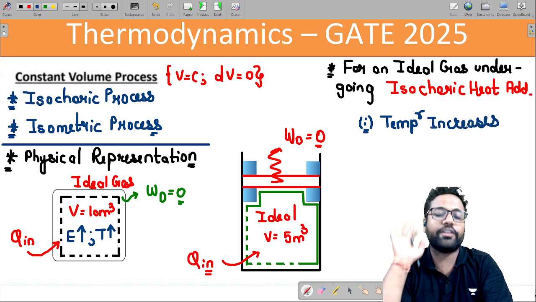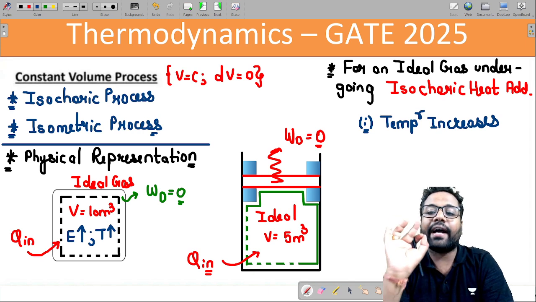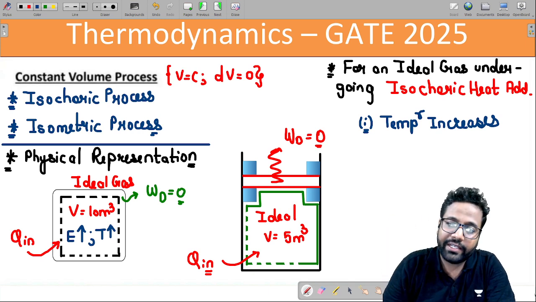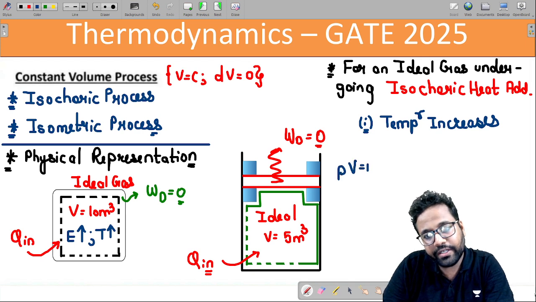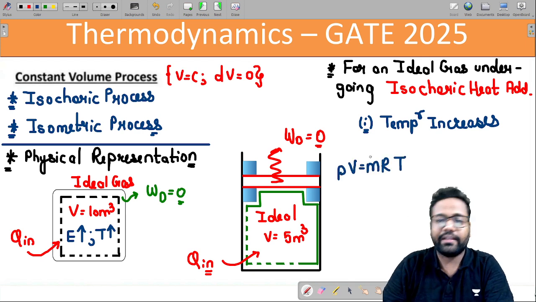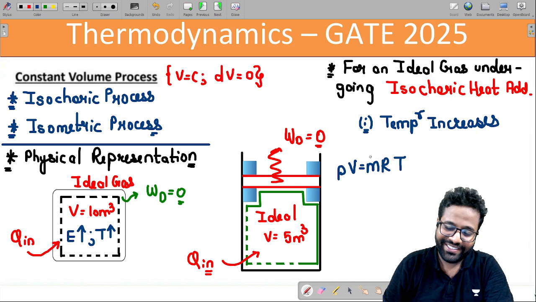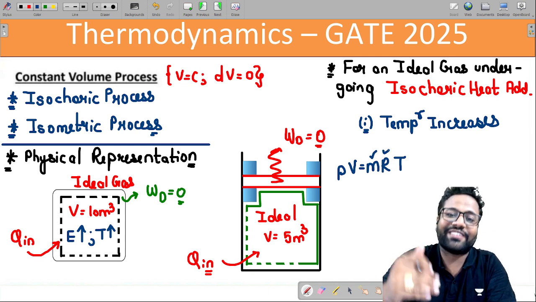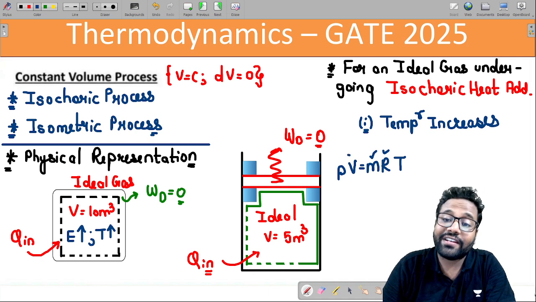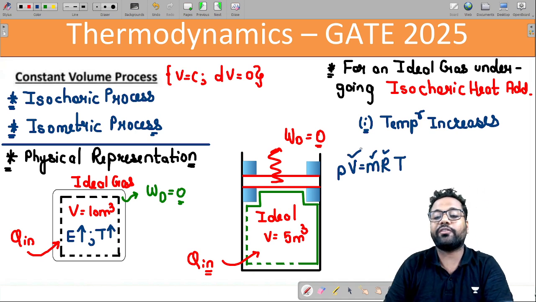If you apply the ideal gas equation, what is the ideal gas equation? I am just writing it over here, which I will rub out. PV is equal to mRT. So here let's say we are having a fixed mass of an ideal gas, so this is constant. The characteristic gas constant R is also constant, and it is an isochoric process, bacha. So volume is also constant.